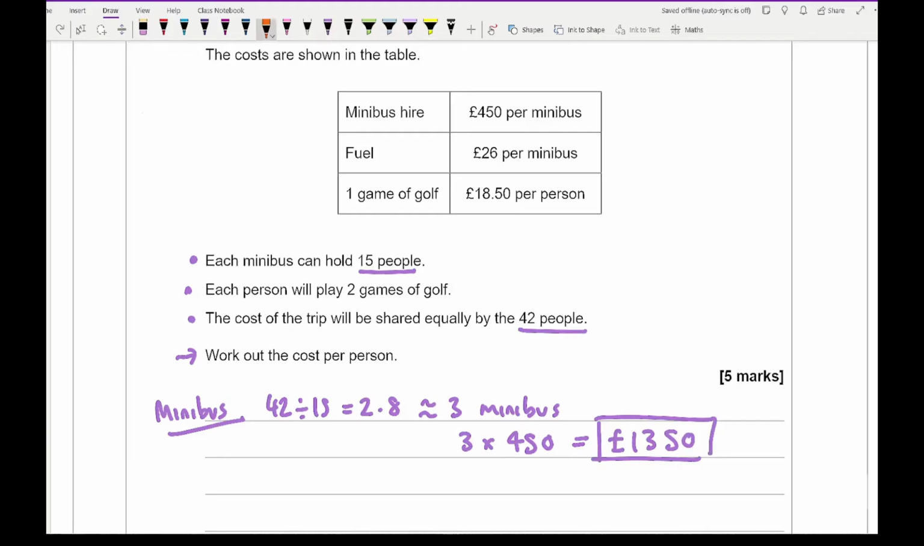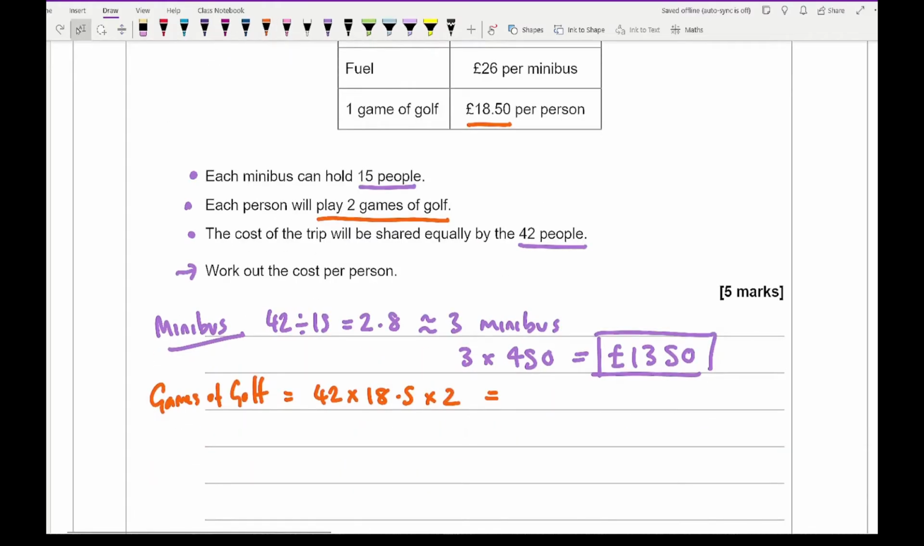Then for the games of golf, if each person is going to play 2 games of golf, 1 game of golf is £18.50 per person, so that's going to be 42 times 18.5 times 2. Again, we've got 42 people, 1 game is £18.50, and each person is going to play 2 games. So if I type that calculation in, I'm going to get an answer of 1554.